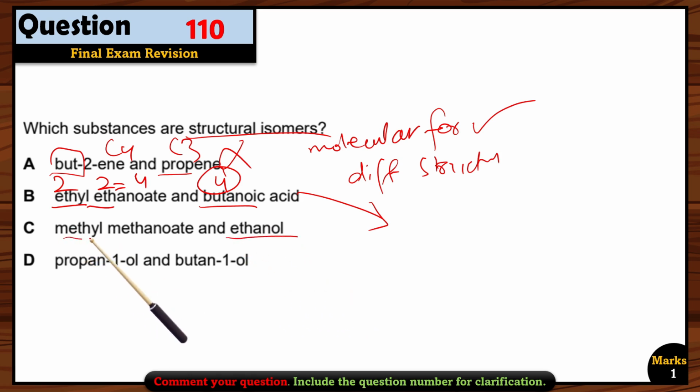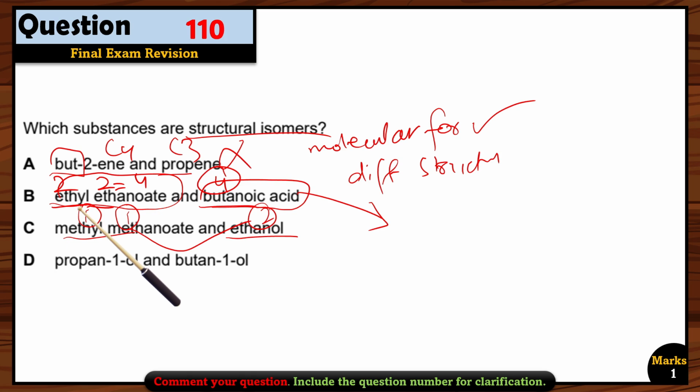Why not this one? If you see here, methyl has 1 carbon, methanoate also has 1 carbon, and ethanol has 2. So you might say they both have 2 carbons and can be structure isomers. No, because they belong to different functional groups. One is an alcohol and the other one is an ester. Alcohol and ester can never be structure isomers. The two different homologous series that can be structure isomers are esters and carboxylic acids. This is a carboxylic acid and this one is an ester, so they can be structure isomers of each other. So option B is the right option.